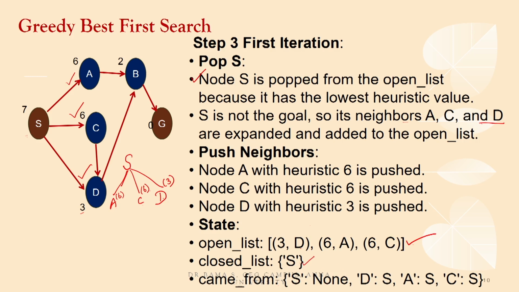Now, that is being appended to D with S, because D's parent is S, C's parent is S and A's parent is S. So, we are having D with S, A with S and C with S. We are appending it in the came from dictionary.